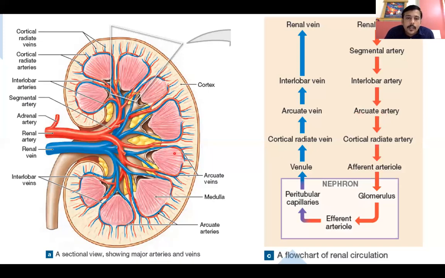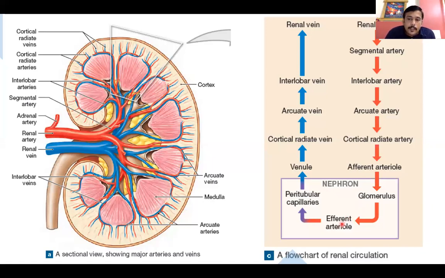And these arcuate arteries will give rise to small radiating branches, which are known as cortical radiate arteries. You can see these small red strings. What you see here are the cortical radiate branches of the arcuate artery. These radiating branches will further ramify, and they end in the afferent arterioles, which are very microscopic. So these afferent arterioles will enter through the glomerulus of the nephron, and they come out as the efferent arterioles.